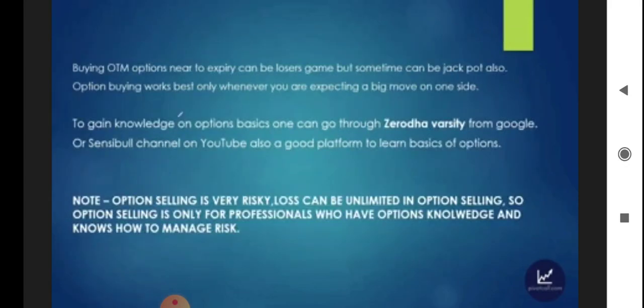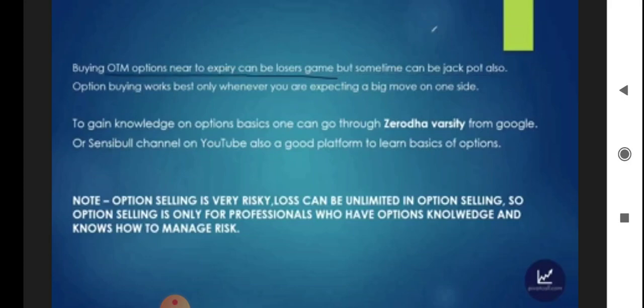Buying out of the money options near expiry can be a loser's game, but sometimes can be a jackpot also. You know what the jackpot is? A jackpot is like a lottery ticket. You pay 100 rupees and if you are lucky, you can win even 10 lakh rupees. That is the lottery ticket, right? Jackpot. You can make huge money with a small investment. So option buying also sometimes can give you huge profit.